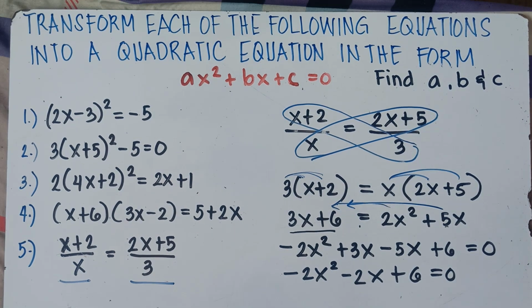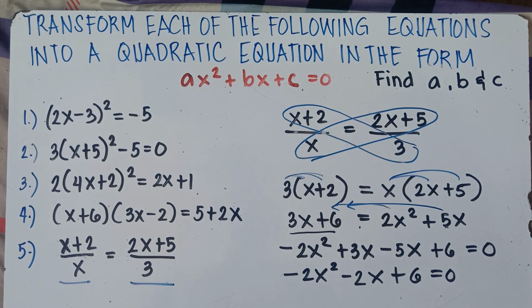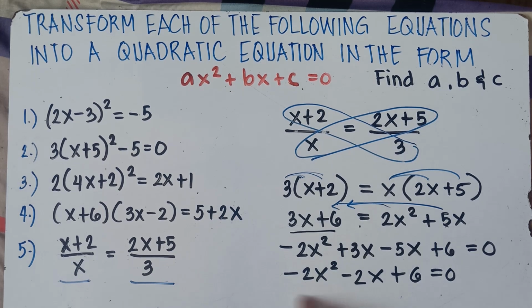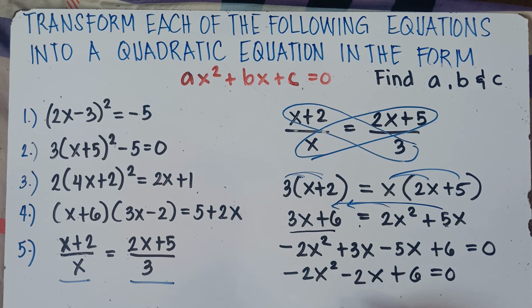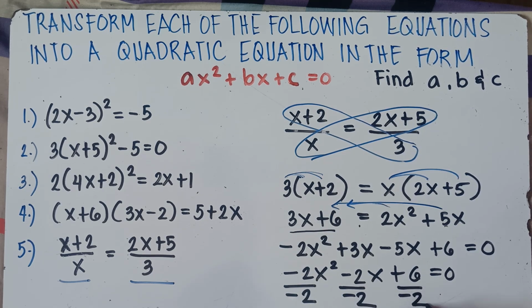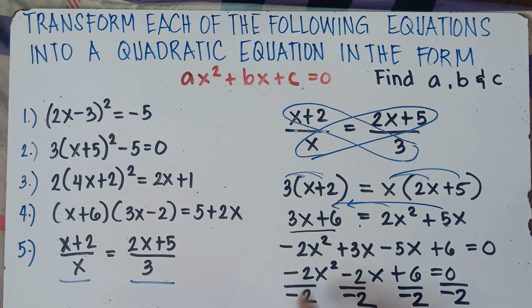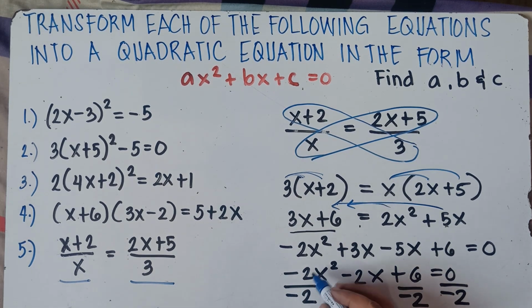Check this one out, class. Can we reduce the equation? Is 2 divisible by 2? Same with negative 2, divisible by 2, as well as 6. Yep. We can reduce this one by dividing by negative 2. Divide by negative 2, divide by negative 2, and then divide by negative 2 as well as 0.